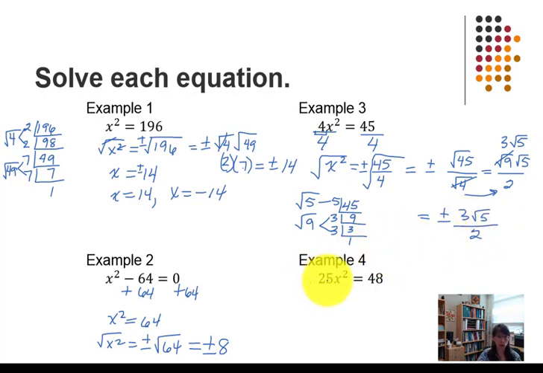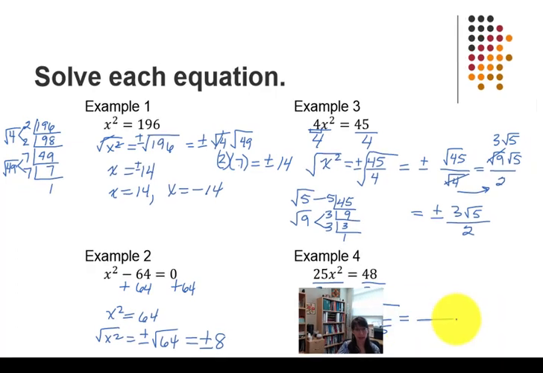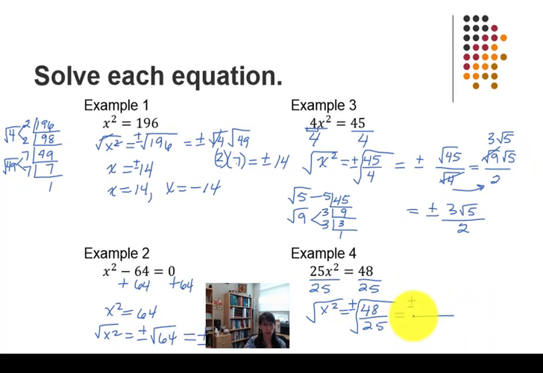And our final example, 25x squared is equal to 48. Again, we notice that we have a coefficient other than positive 1 for our second degree term. So I'll divide both sides by 25, and that gives me x squared now equals the fraction 48 over 25. Taking the square root of each side, remember it's plus or minus, I'll use that quotient rule again. So square root of 48 divided by the square root of 25.